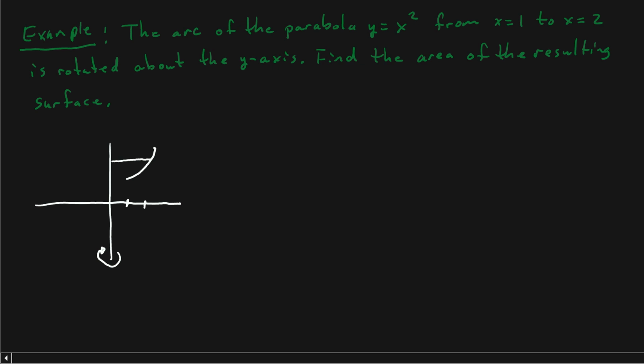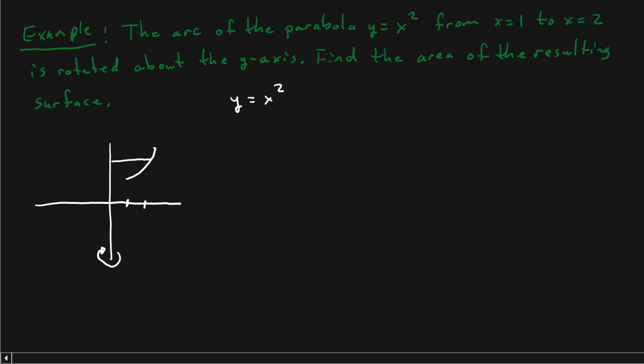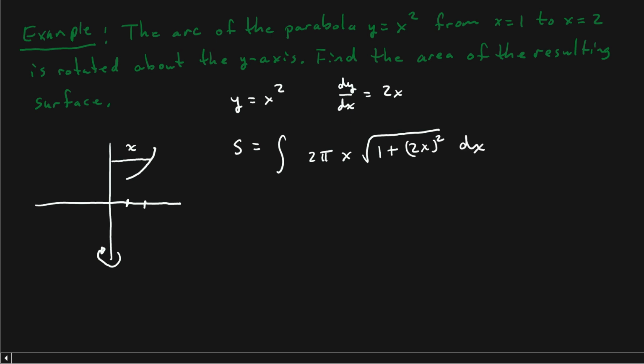All right, so let's just set this up first. We've got y equals x squared. We're going to integrate in terms of x. So our radius is x, right? There's your radius. So s is equal to the integral, and then I need dy dx, which is 2x. So I've got 2 pi x times the square root of 1 plus 2x squared dx. So there it is.